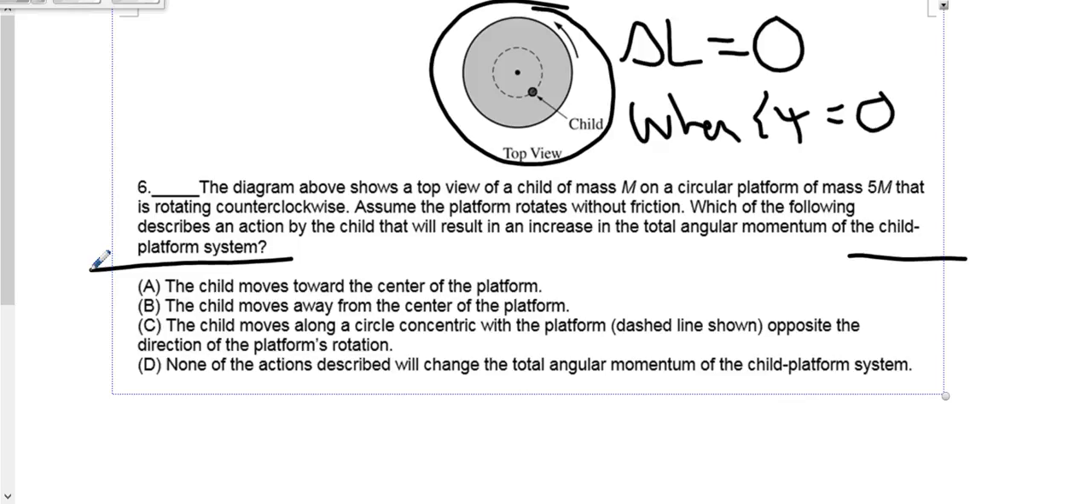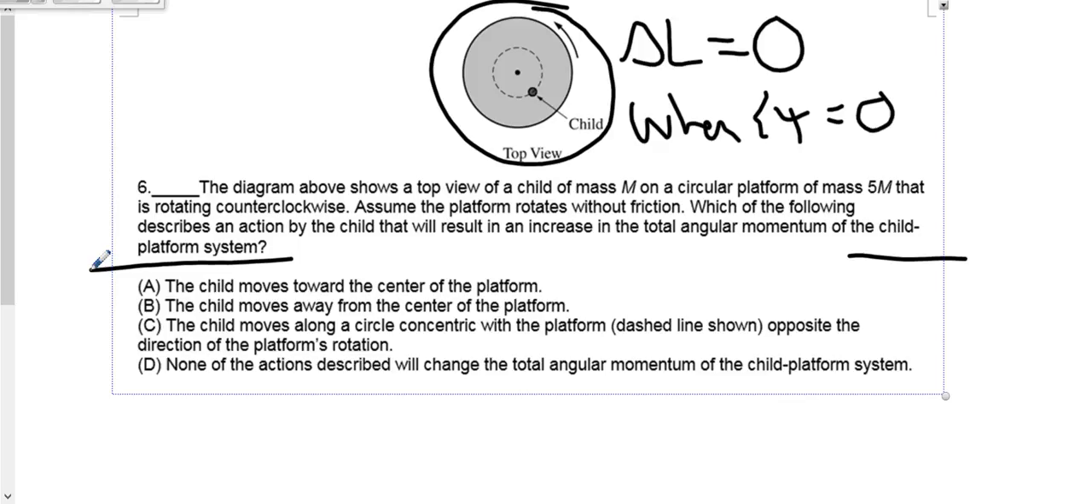So when the child moves towards the center of the platform, for example, he is decreasing the rotational inertia, so the whole system then has less rotational inertia, so that we would expect the platform to rotate faster so that momentum is conserved. Still, no net change in the total momentum. Child moves away, we would expect the opposite. The mass is now distributed further from the axis. I goes up, so omega has to go down, but I times omega stays constant.